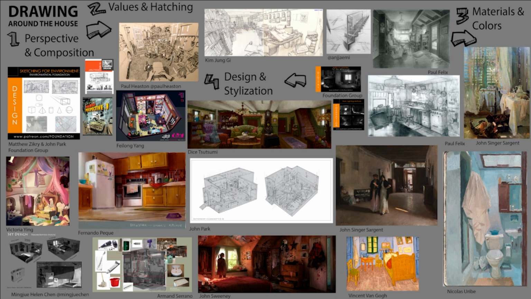I'm going to talk about everything that you're seeing on your screen. Those 4 steps: perspective and composition, values and hatching, growing more into this kind of organization that I mentioned, materials and colors, so really understanding light, and for that, Color and Light by James Gurney is a great book to help, or Alla Prima by Richard Schmidt, and all the way to design and stylization, going into a more creative background.